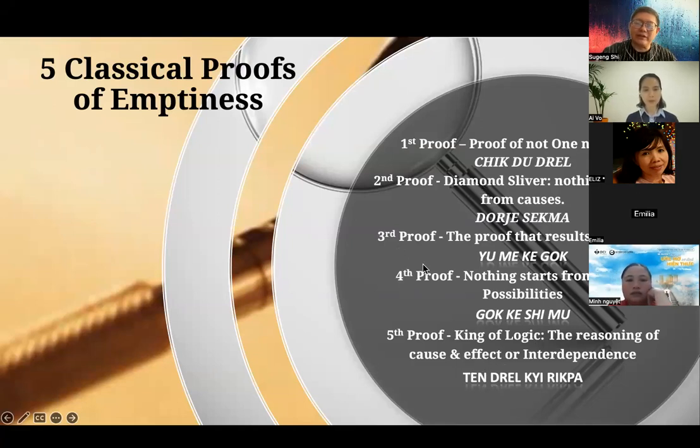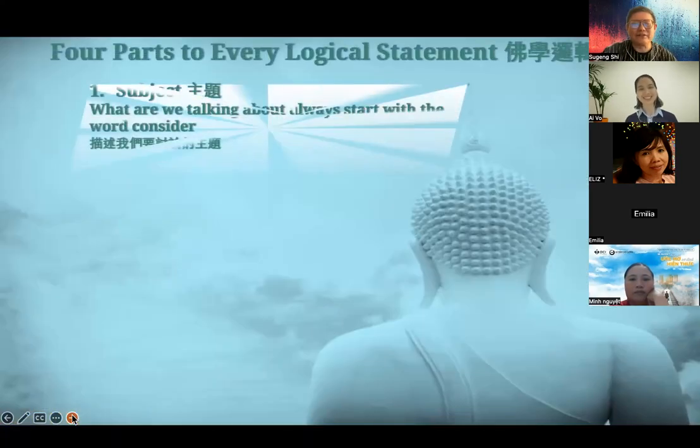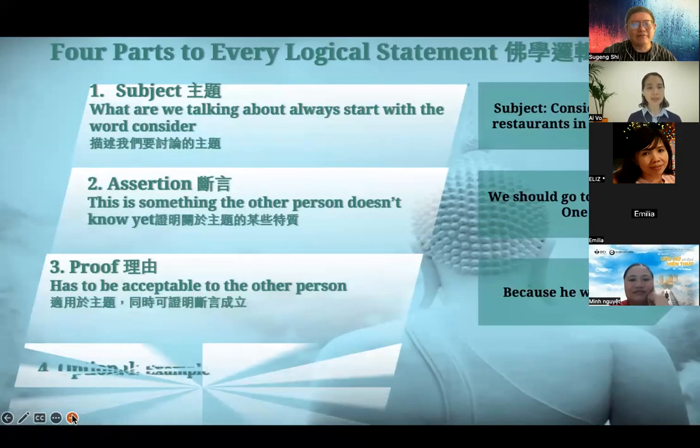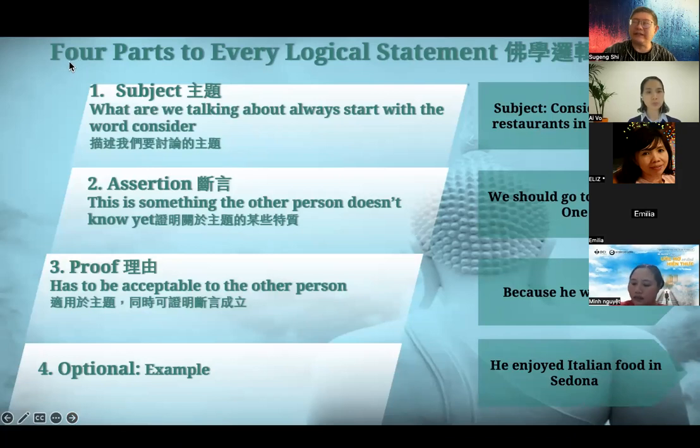Okay, just by reading all these names alone, you will not be able to understand. So that's normal. If you don't understand, it's normal. If you understand, you are abnormal, and I want to learn from you. Okay, four parts to every logical statement. We cover this a lot. In fact, the first one, the emptiness of one nor many, we learn in Advanced Level 1, but let's revise it here.